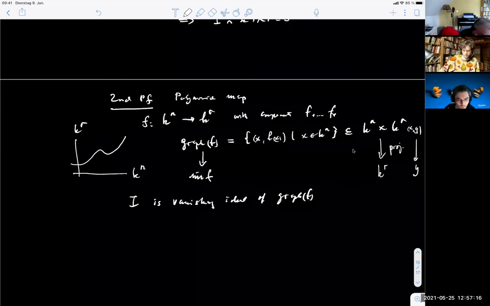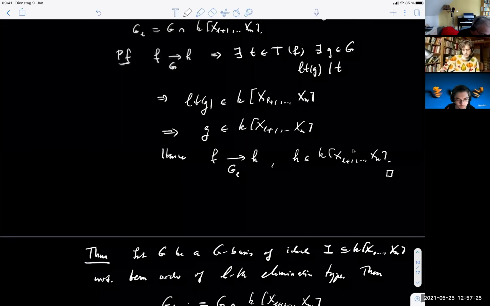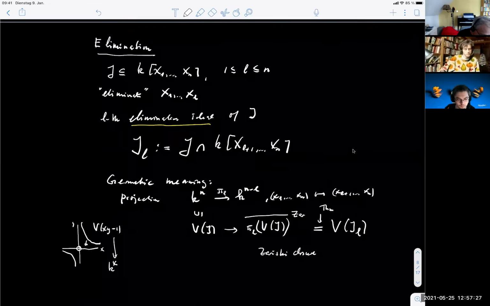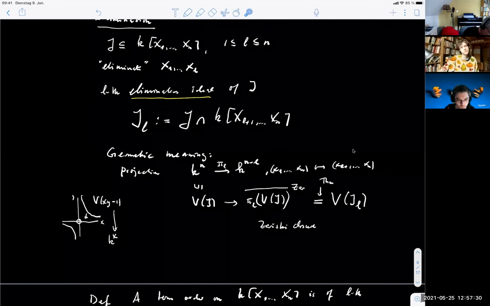But now we can also apply our geometric principle that I recalled at the very beginning. Maybe I go back to the very beginning of our lecture. Here: geometric meaning of elimination ideals. Now we can apply this. I have a projection, the projection from (x, y) to y. I have my ideal, the zero set is the graph, etc.